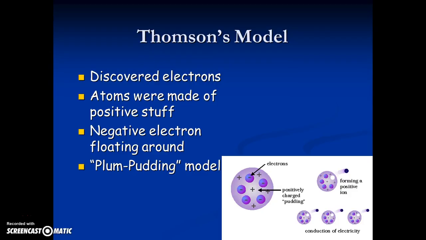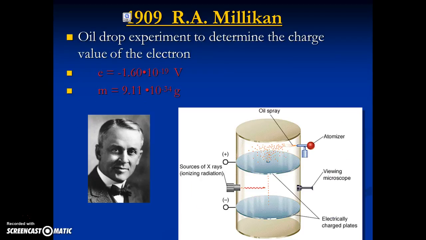So about 90 years after Dalton, we have our first model of the atom that contains subatomic particles, mainly the electron. And about 12 or so years after Thomson, a scientist named Robert Millikan performed what we call the oil drop experiment at the University of Chicago. He set out to determine the charge and the mass of an electron.